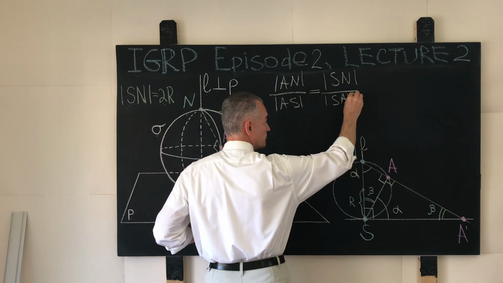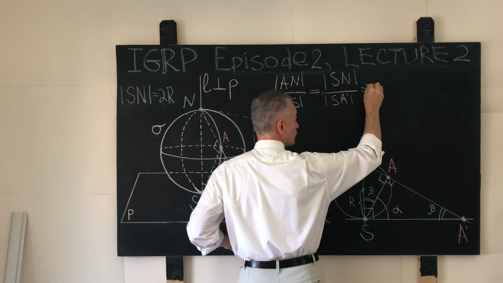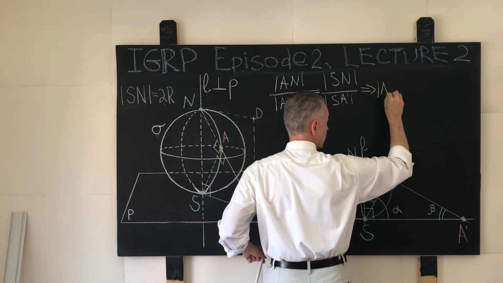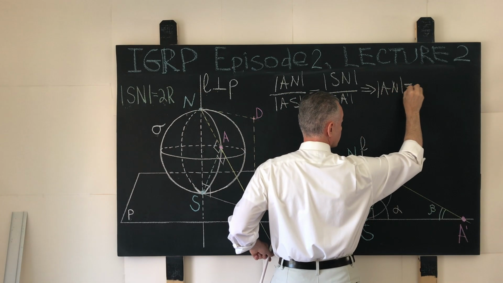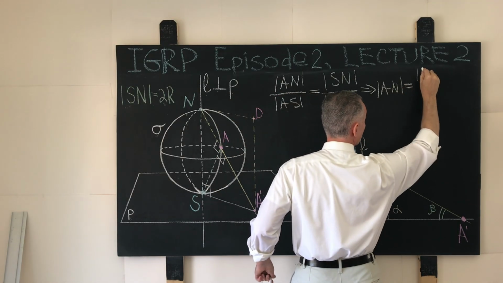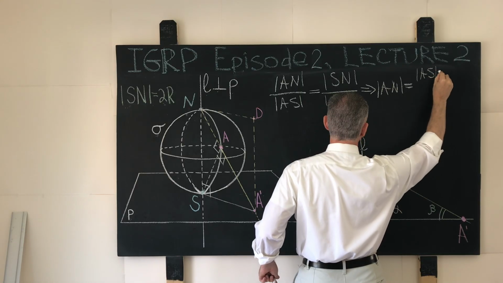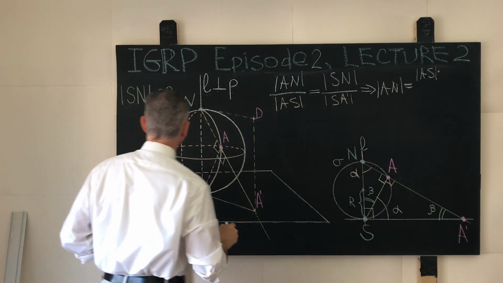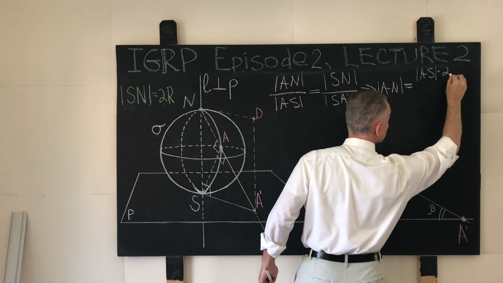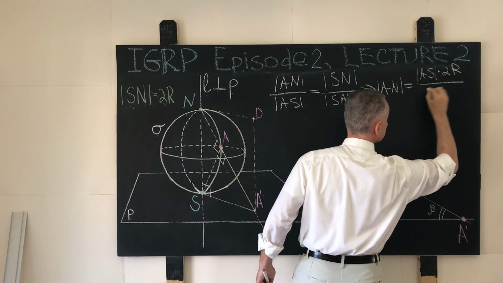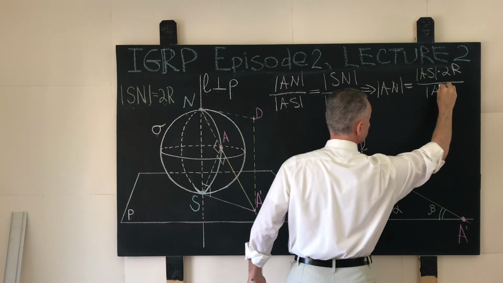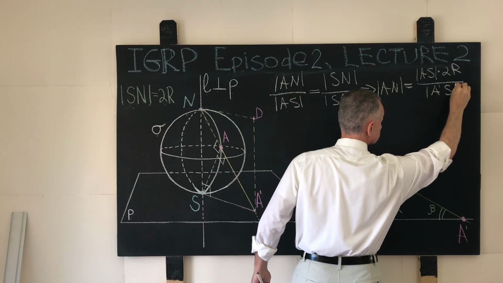SA prime. From here, it follows what? We now want to extract the length of this line segment AN. It is equal to, we carry this distance over here, AS times SN. The distance SN is 2R. Let's write it down explicitly: 2R divided by the distance between the points, which ones? A prime and S.